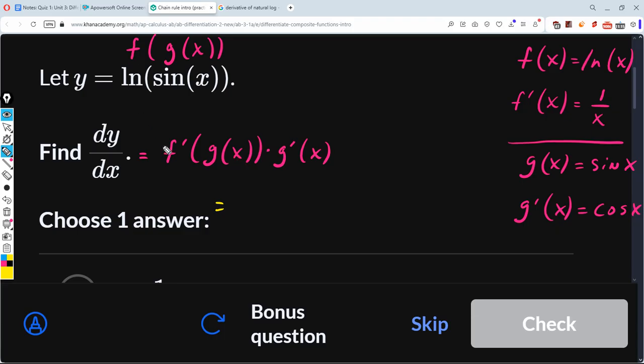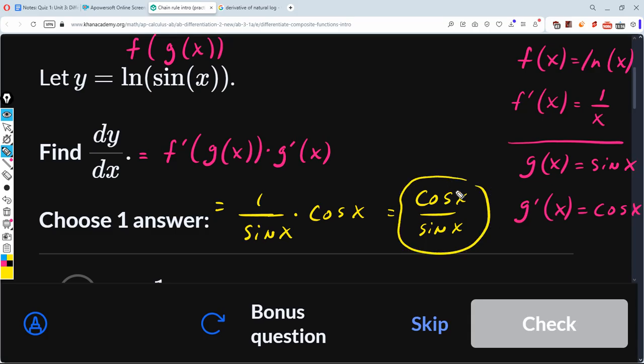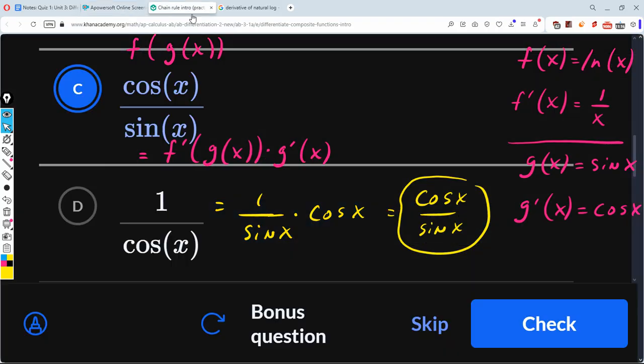Okay, f is a natural log, but f prime is 1 over x. And g of x is the sine of x. And that's going to be times g prime of x, which is the cosine of x. So again, that's just cosine over sine. All right, same thing. So if you wanted to do it in terms of g and f, there you go. Answer C.